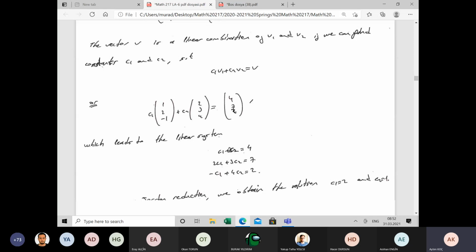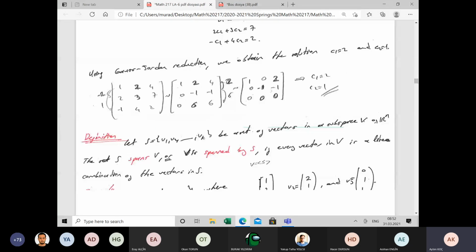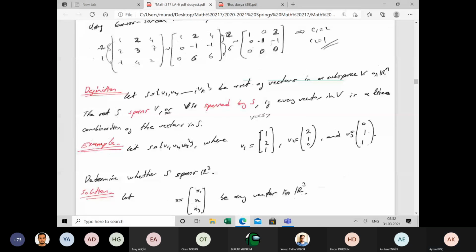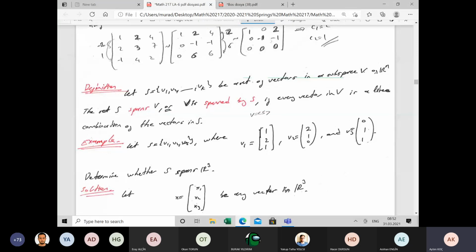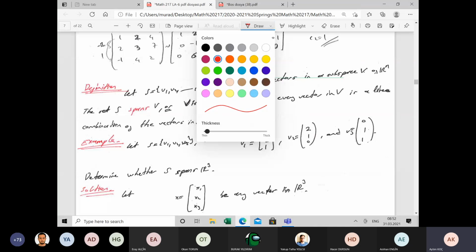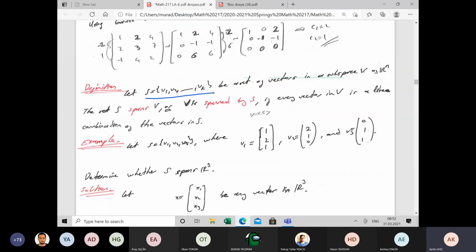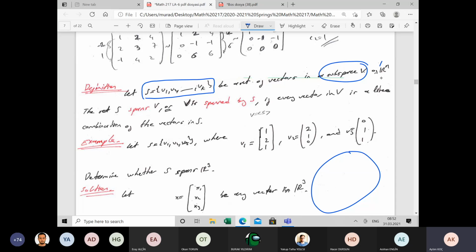This is the solution. Let's give this definition and take any set here. S is a set that contains any k vectors v1, v2, vk. This one is a subset of a subspace. And here our space is Rn.